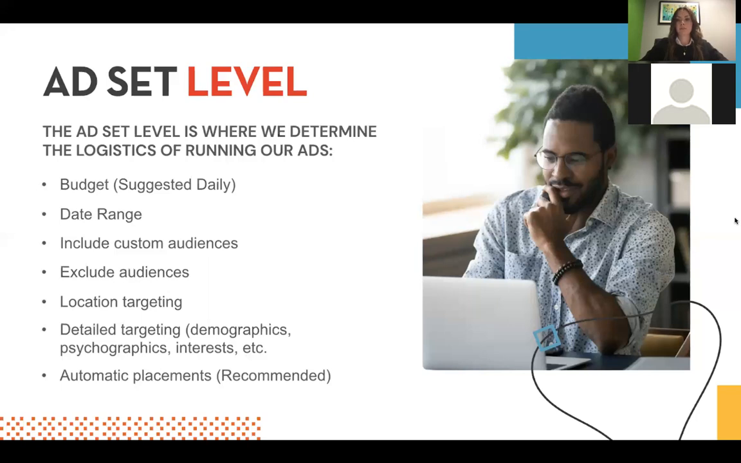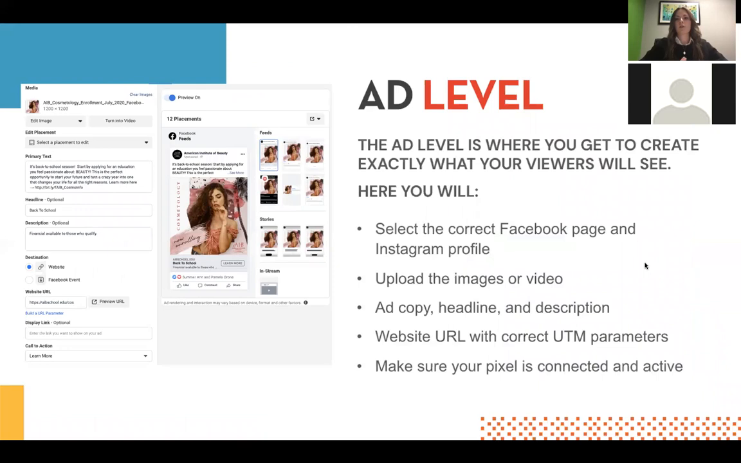And then placements, where we want our ads to be going to, whether that's just Facebook placements or just Instagram. Maybe we want both, but we don't want them to go to specific places within those platforms, whatever it may be. However, Facebook recommends the automatic placements so that they can optimize where they believe that your ads will perform the best here. And finally, we are at the ad level. So this is where you get to actually create what your viewers are going to be seeing.